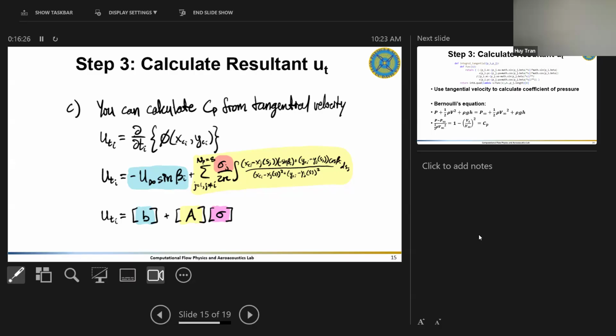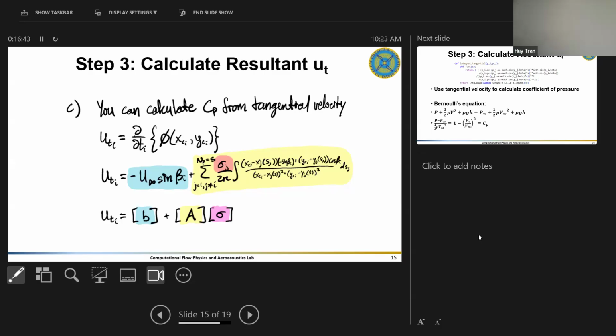I believe it's because, instead of taking the normal derivative to your panel, you're taking the tangential derivative, which is like an orthogonal derivative, and therefore that term just goes away from doing that. That's kind of the long and short of it.